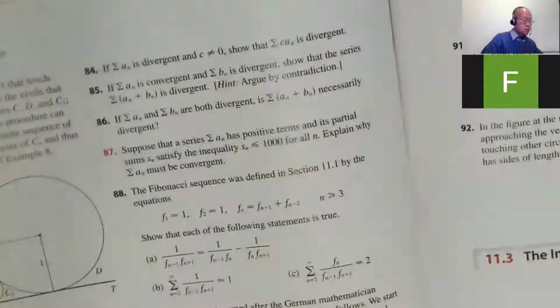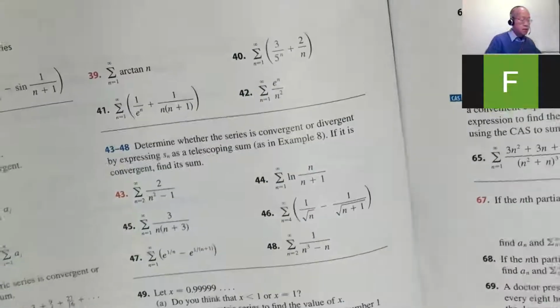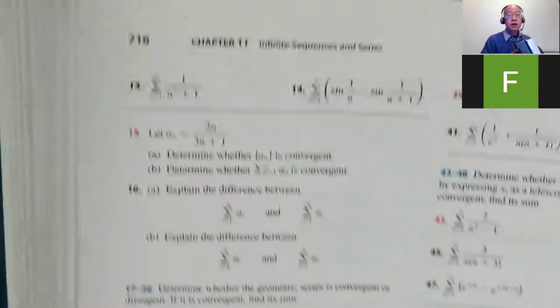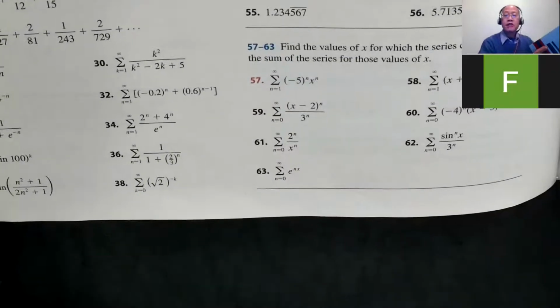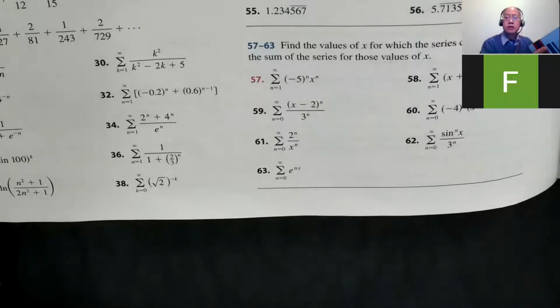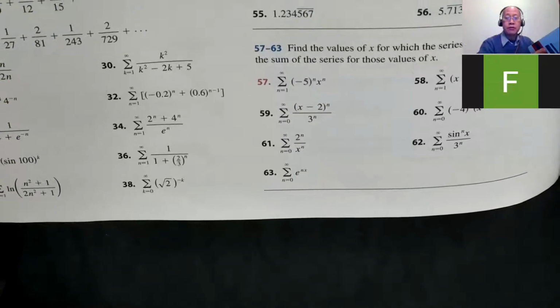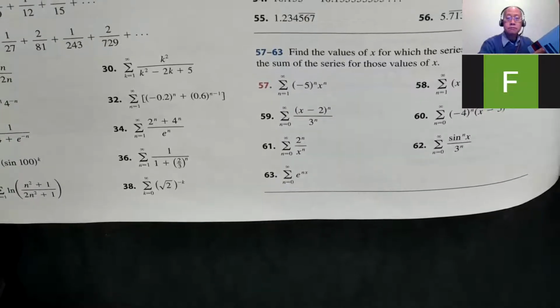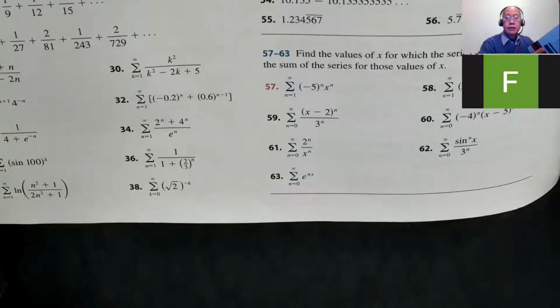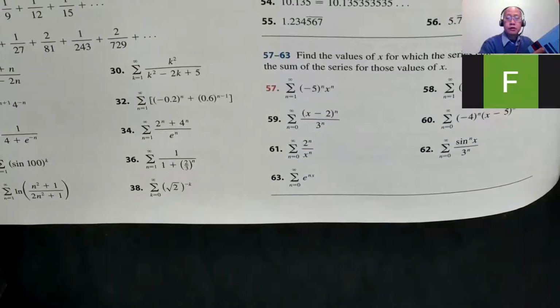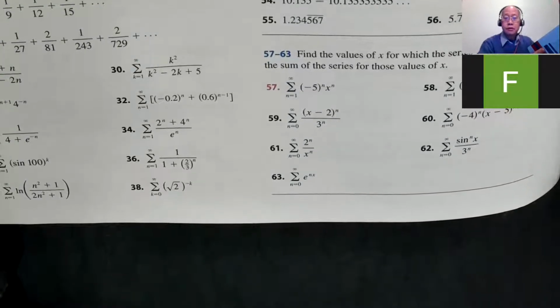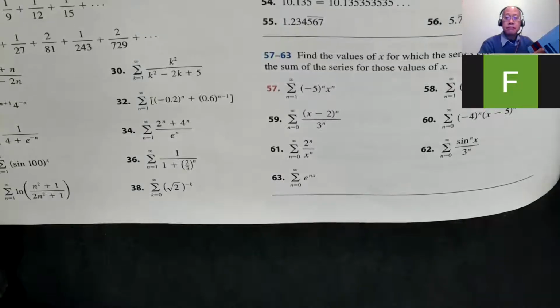Okay, so back to 11.2, some problems at the end. Page 716. 57 through 63, find the values of x for which the series converges, find the sum of the series for those values of x. So there's x involved, there's a variable involved here. And you say, well, how do you know if the series converges or diverges? Well, it depends on what x you have. Okay? That will be a main theme for most of the rest of this chapter.